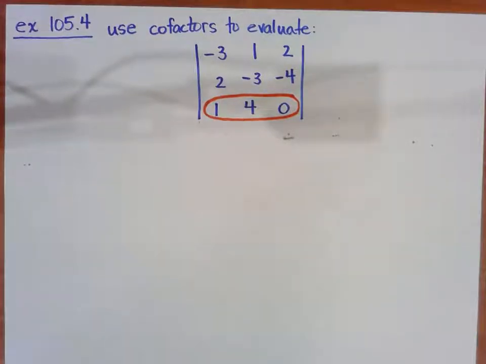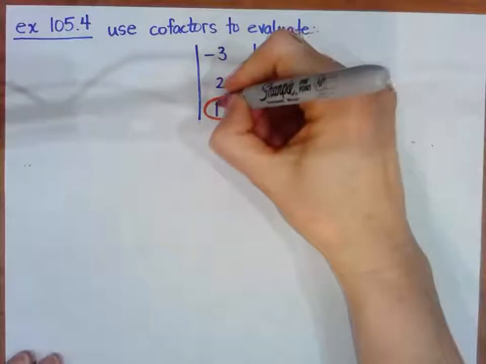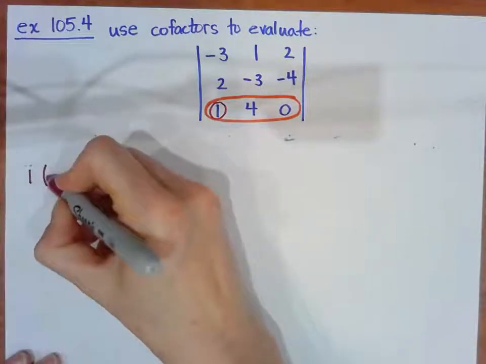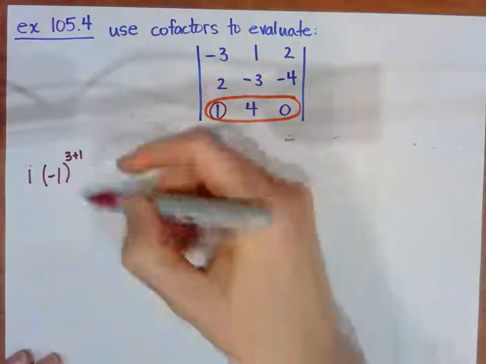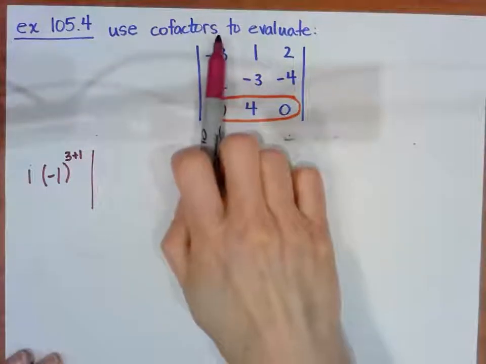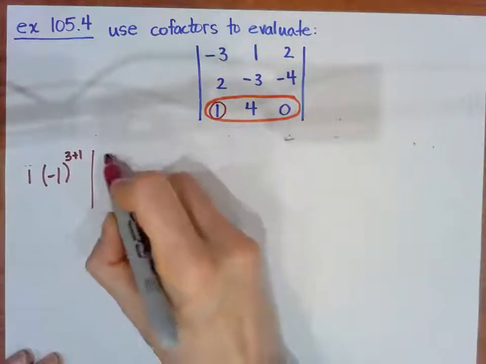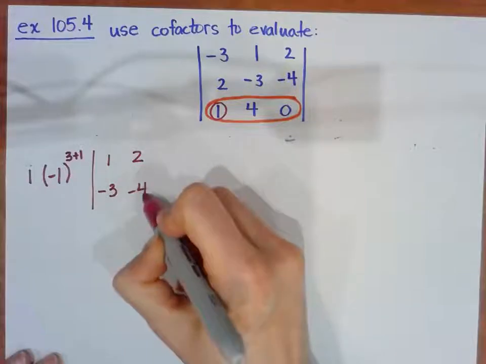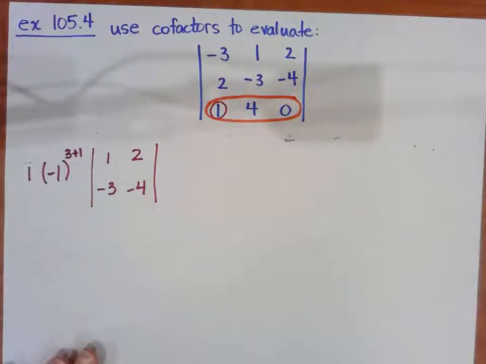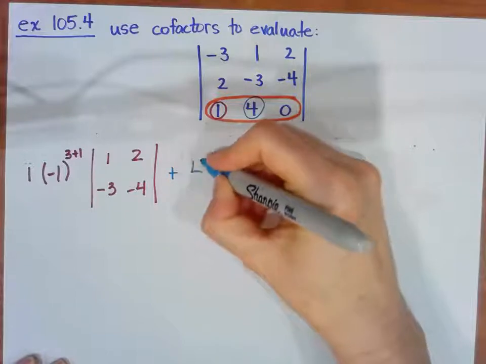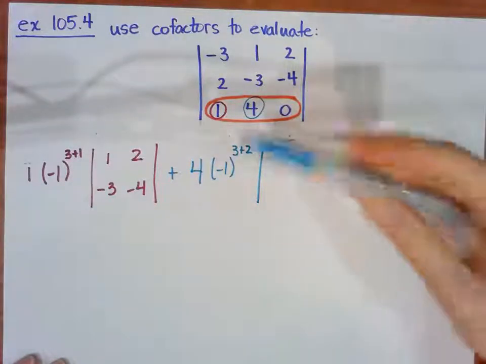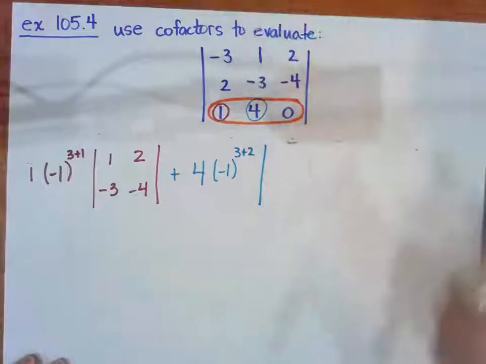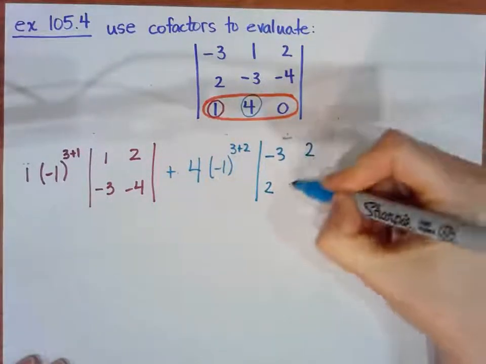Alright, so we'll start with the 1. So we've got 1 times negative 1 to the row plus column, so it's row 3, column 1. And then when we eliminate the row and column, we'll just be left with 1, negative 3, 2, and negative 4. Then we'll move on to the 4. Plus 4 times negative 1 to the row 3, column 2. And we'll eliminate the row and the column. We'll be left with negative 3, 2, and 2, negative 4.